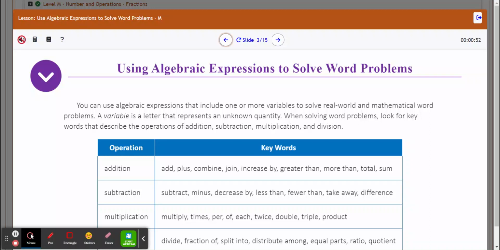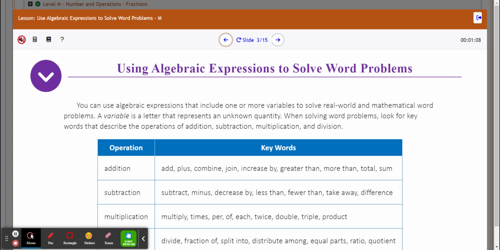Lesson 27, use algebraic expressions to solve word problems. Okay, so again, writing algebraic expressions, you're taking written or verbal problems and you're translating them into math expressions.